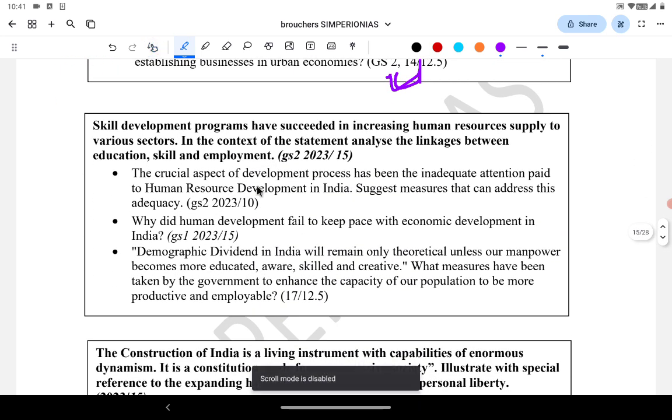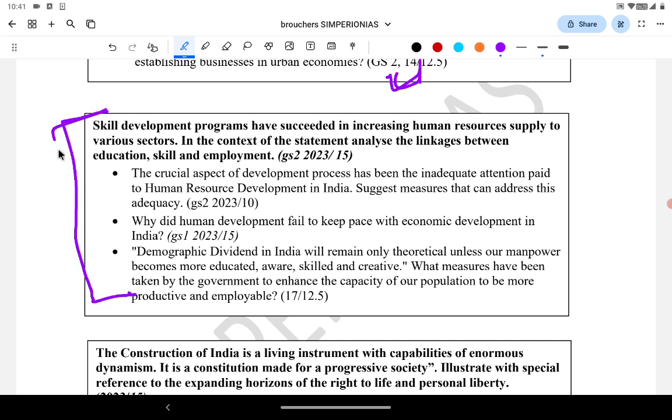Next, coming to this question. This question is on human development, skill development and demographic dividend. The question was asked in 2023. In 2023, they actually asked three questions on skill development and human development. Two questions on human development and one on skill development, all similar. The skill development programs have succeeded in increasing the human resource supply to the various sectors. In the context of the statement, analyze the linkage between education, skill, and employment.